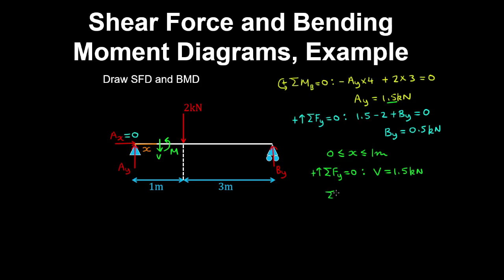And I've taken an equilibrium of moments about the right point of that cut section. With our anti-clockwise convention, we have M minus the reaction AY by the moment arm is 0. So therefore M is positive 1.5x.